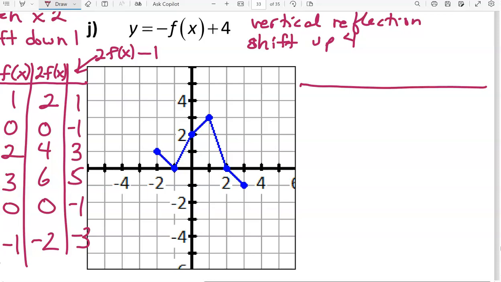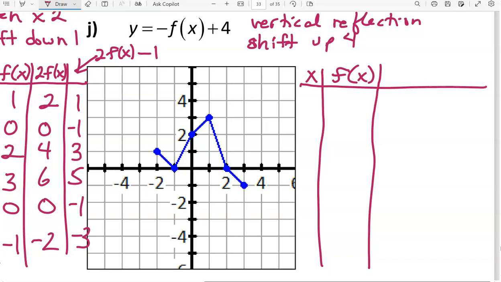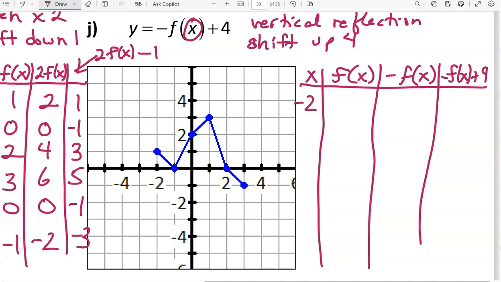If we want to create a table of values rather than relying on those transformations, we're going to take our x values, take f of those x values, then multiply those by negative 1, and finally add 4 to that value. Since the input is not changed, we don't have to think about domain. We can use the same domain or x values that are in the original function.